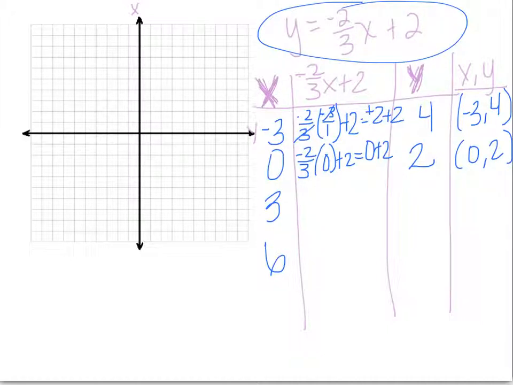I want you to go ahead and try to solve for 3 and 6 and compare them to mine. And you should see a pattern in your y category.